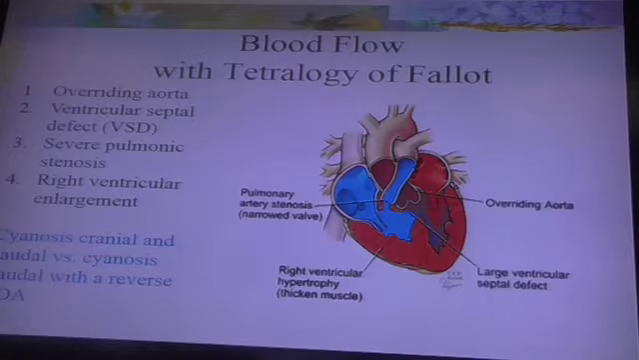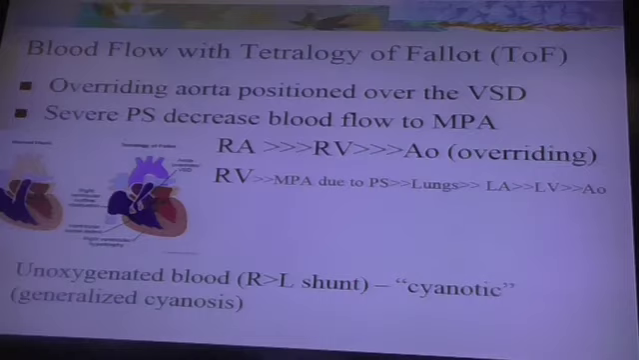So that's the tetralogy of Fallot, one of my very favorite conditions, with the overriding aorta positioned over the VSD, and I talked about that. And this is just another way of showing the blood flow: right atrium to right ventricle, and I've asked, well, where does it go next? Right into the aorta because it's overriding the VSD.